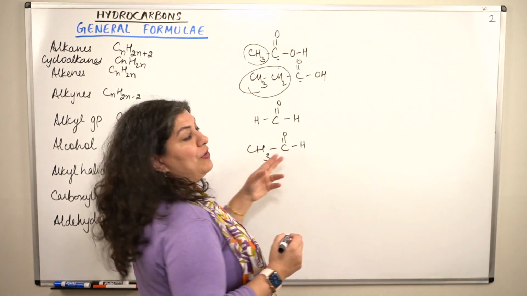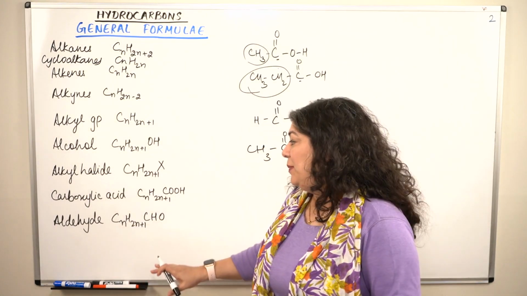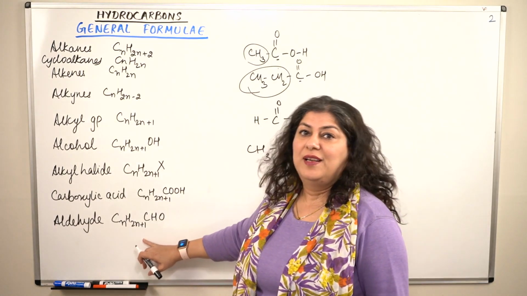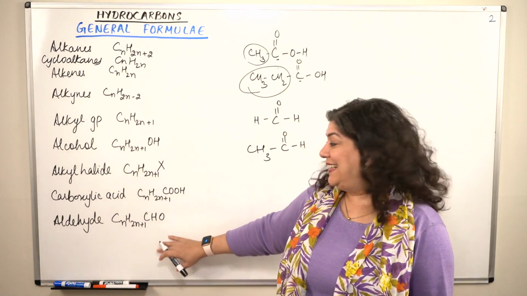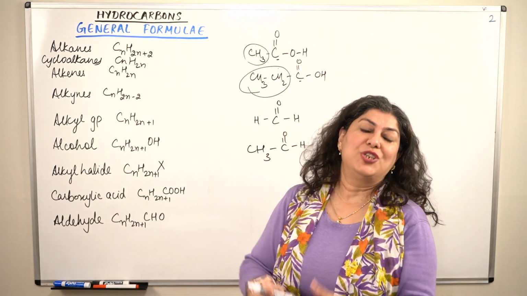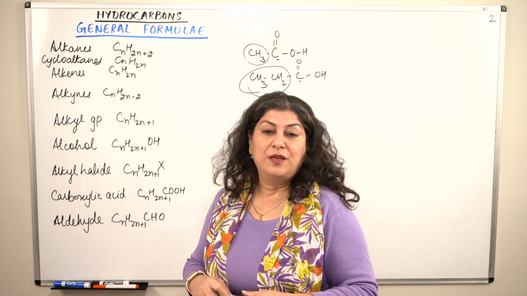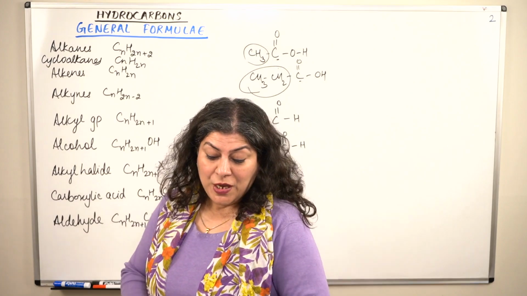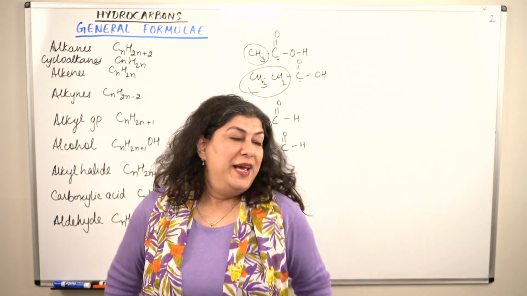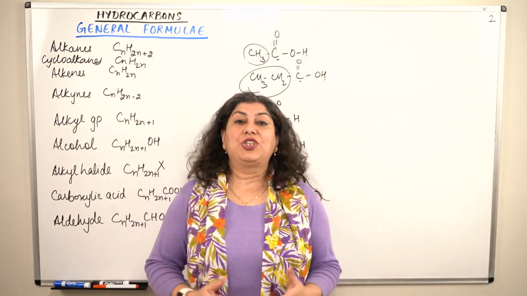So now what would the general formula of an aldehyde be? It will be CnH2n+1 CHO, where this carbon is also counted in the chain, and therefore the naming would be done accordingly, which you have already done in the naming of hydrocarbons in the previous chapter. So this is what I really wanted to explain once before I proceeded with the chapter.